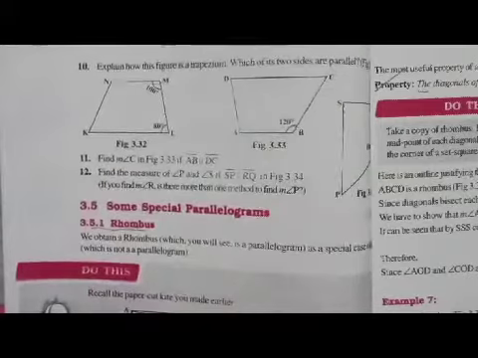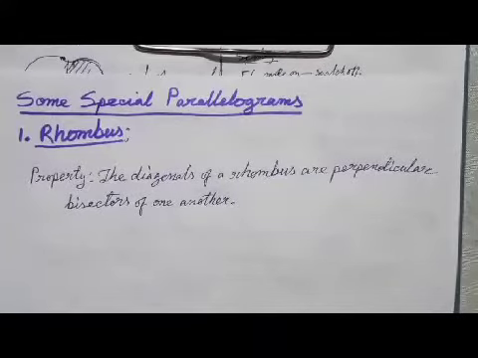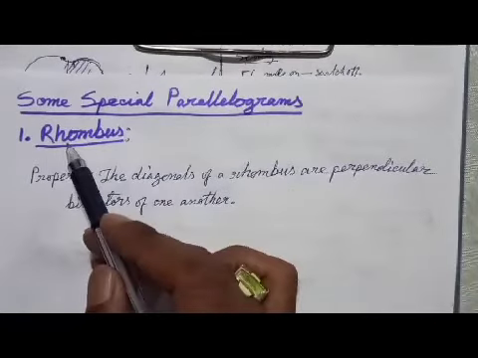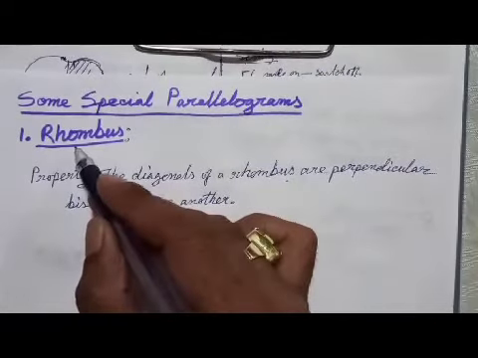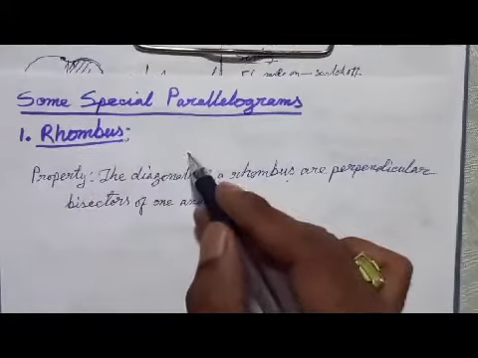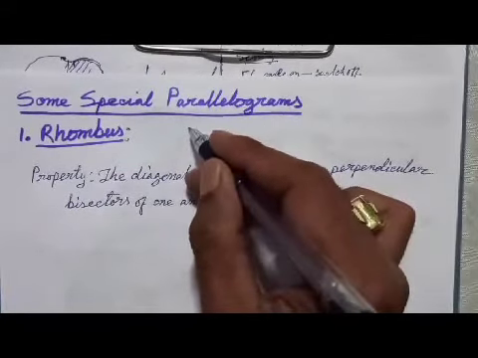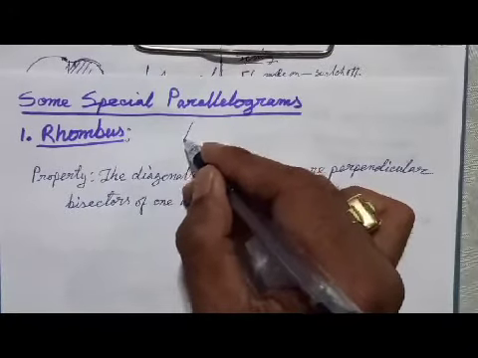Now let us study some special parallelograms. Number 1, rhombus. Rhombus is also a parallelogram. Before, we have learned about the parallelogram. In a parallelogram, the opposite sides are parallel.